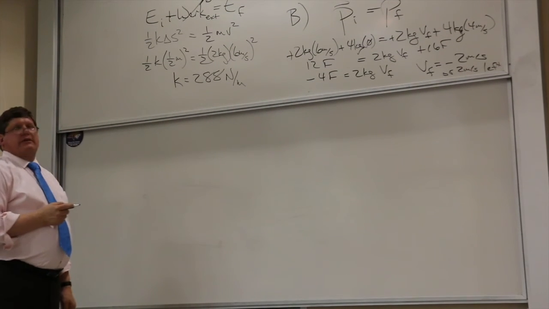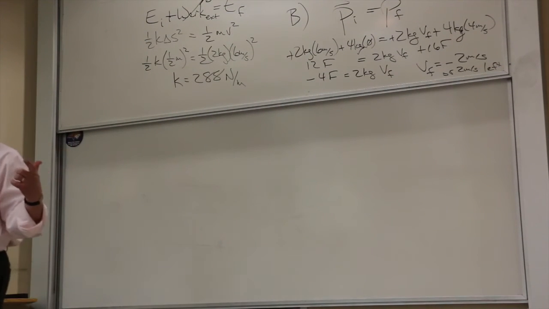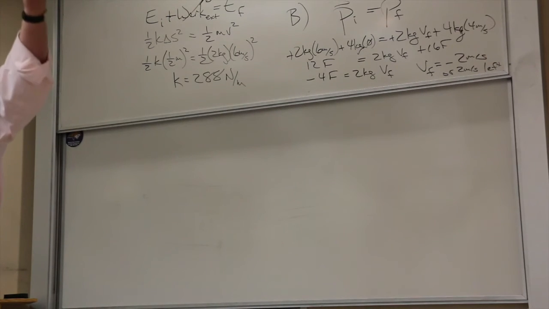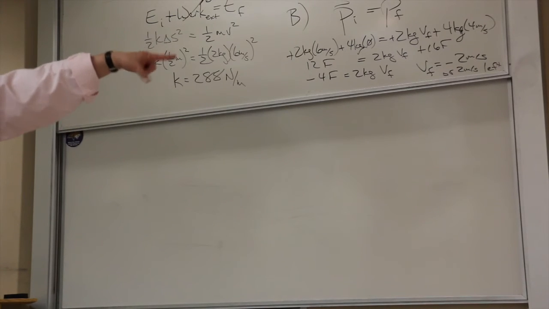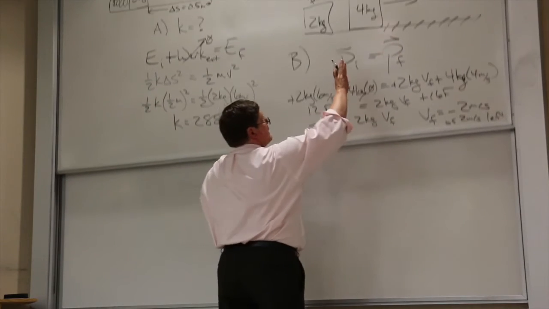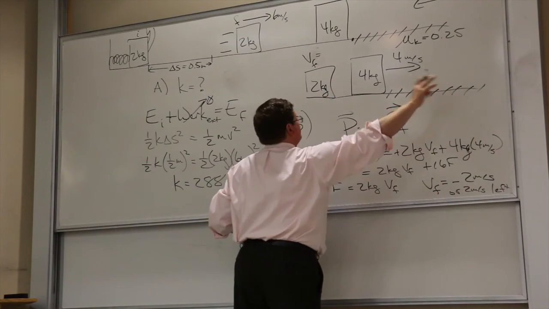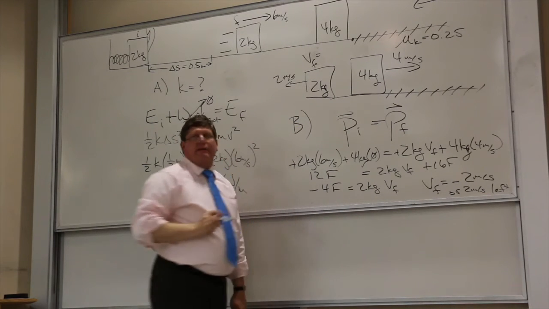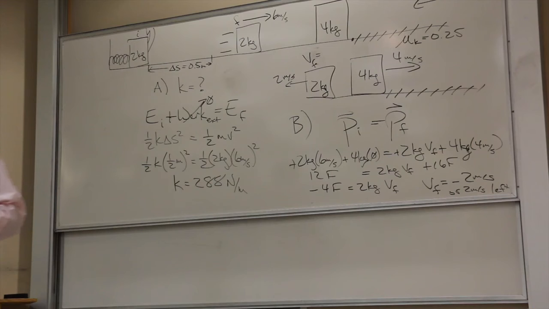Now, the next part of this problem is asking what type of collision is this? Elastic, inelastic, or maximally inelastic? Well, we know this collision can't be maximally inelastic because the big block is going 4 meters per second that way, and the little block is going 2 meters per second to the left. They're not traveling together. But how do we know if it's elastic or inelastic?